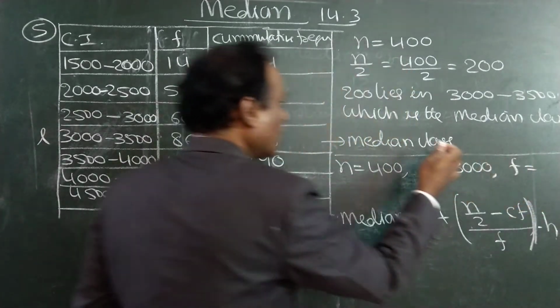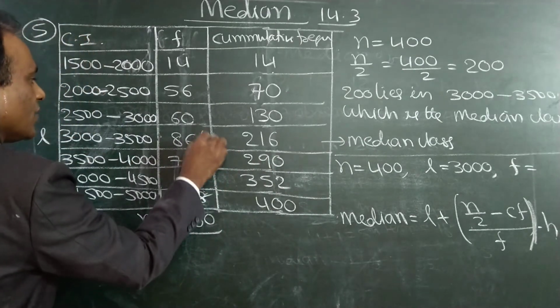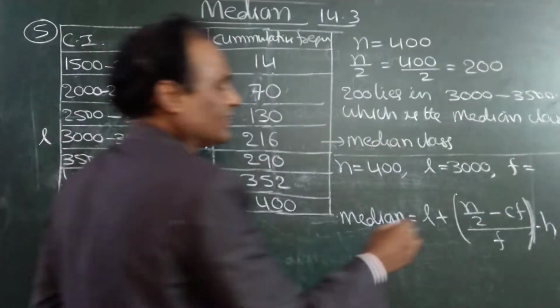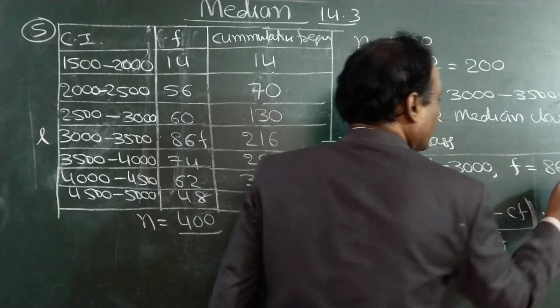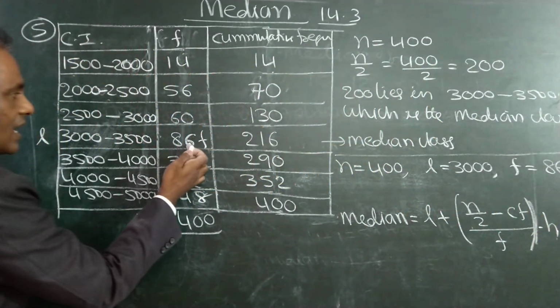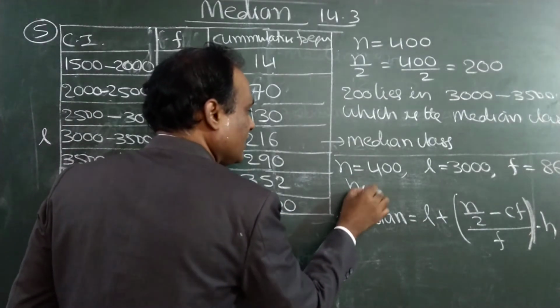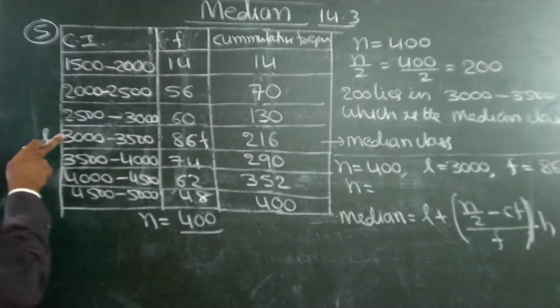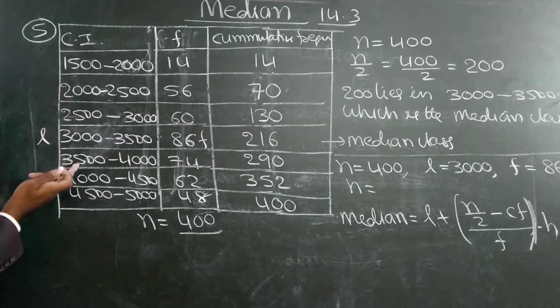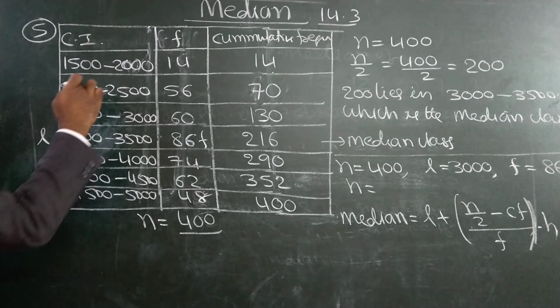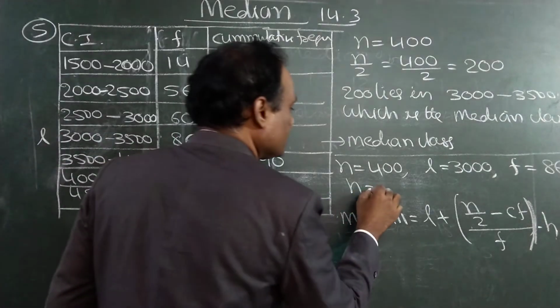F is the frequency of the median class, which is 86. H is the size of the class. 3000, 3500, what is the difference? 500.